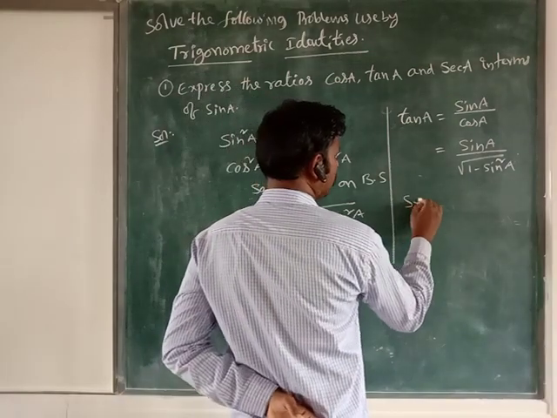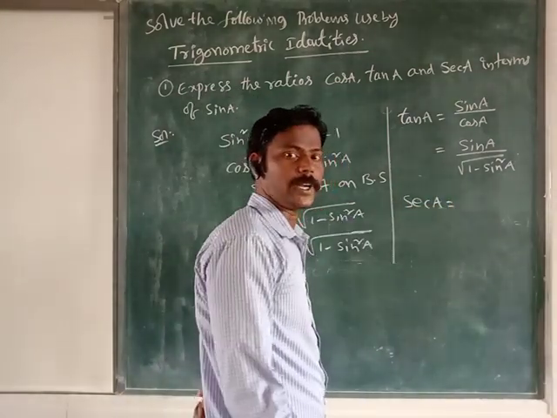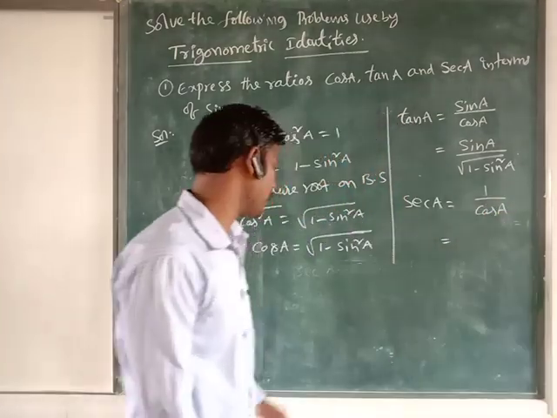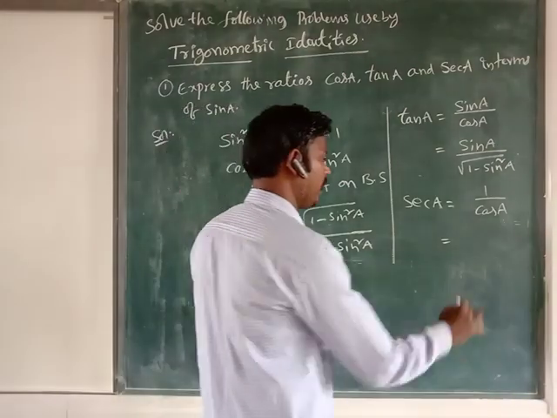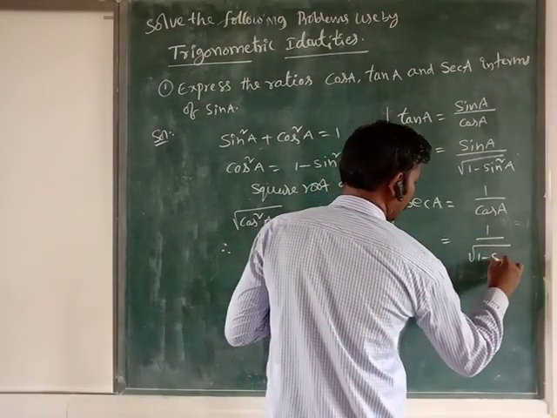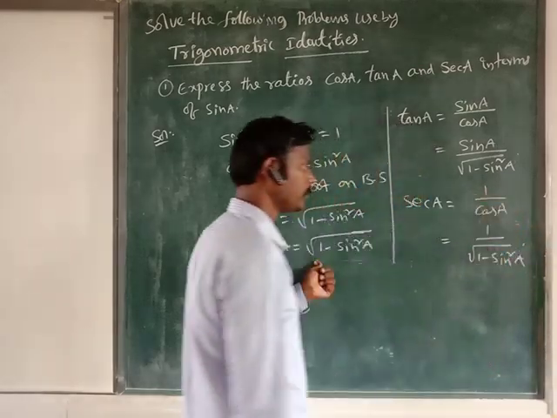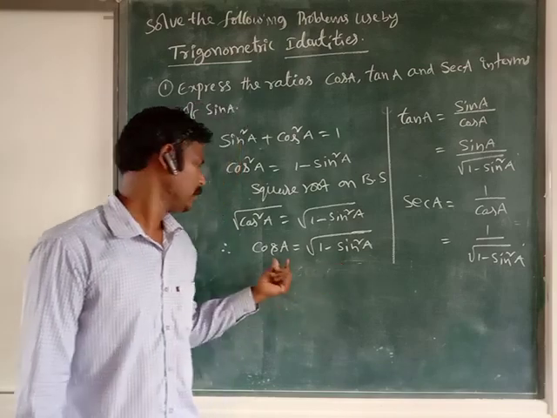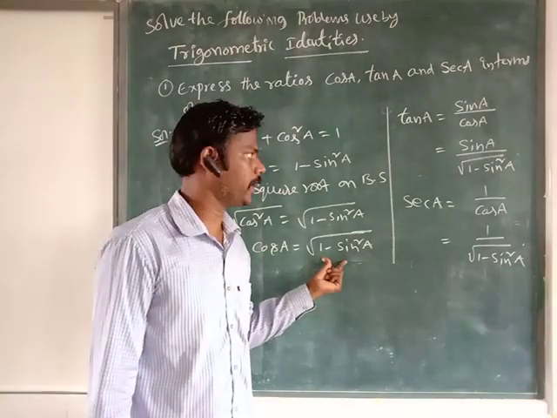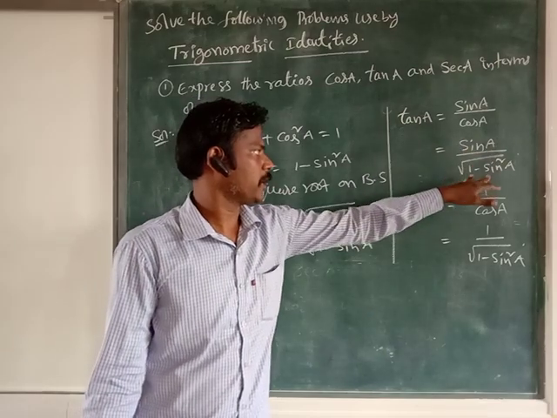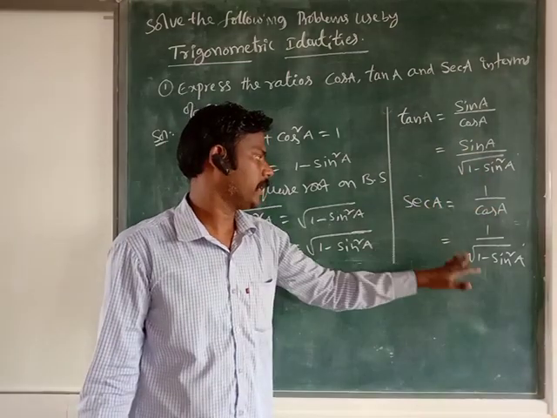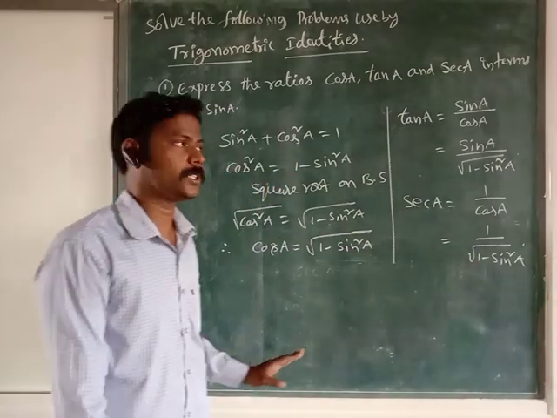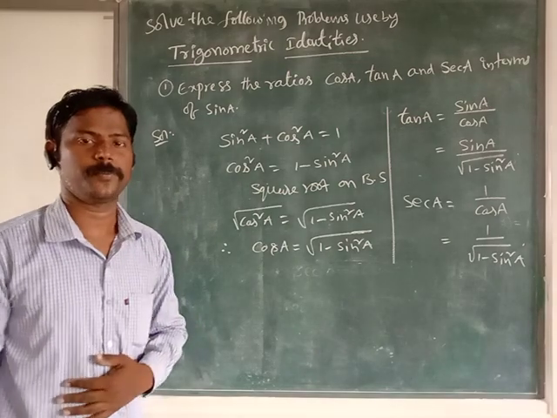Next, the third one, secant A. Secant A how to write, children? 1 by cos A. Now we already have cos A, which means square root of 1 minus sin square A. These three come under sin value. See, cos A is equal to square root of 1 minus sin square A. Tan A equal to sin A by square root of 1 minus sin square A. Secant A equal to 1 by square root of 1 minus sin square A. This is the solution for this problem. Okay.